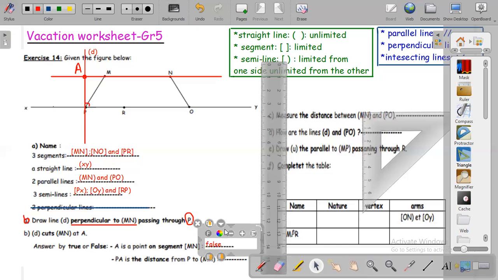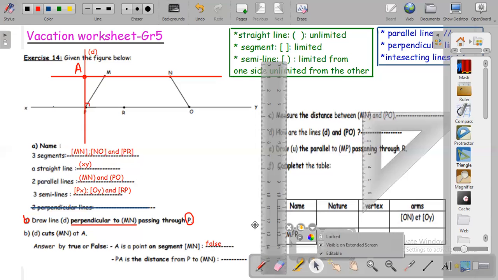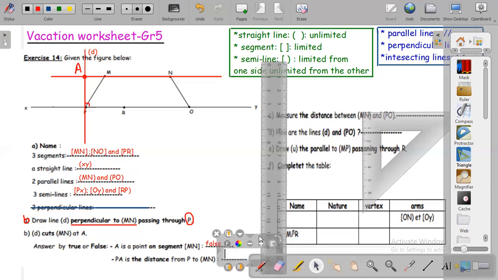Now, PA is the distance from P to MN. To find the distance, we have to draw the perpendicular from P to MN. Do we have the perpendicular from P to MN? Yes, it is the perpendicular from P to MN, and it is PA. So yes, it's true. PA is the distance. So true.